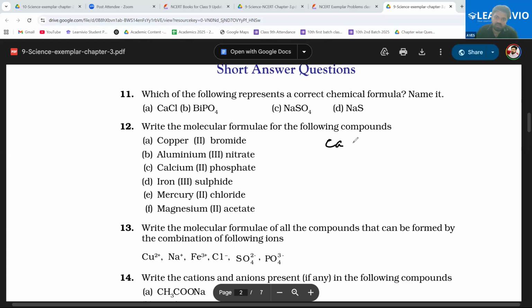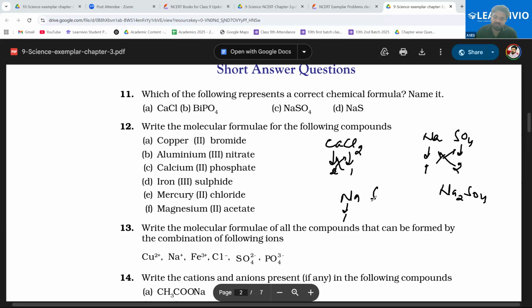It will be CaCl2, because calcium has valency 2 and chloride ion is 1. So cross multiply and we will get CaCl2. For sodium sulfate, sodium is 1 and sulfate is 2, so the correct formula should be Na2SO4. And for sodium sulfide, sodium is 1 and sulfide ion is 2, so cross multiply and you will get Na2S. So this formula should be Na2S, this should be Na2SO4, this should be CaCl2.